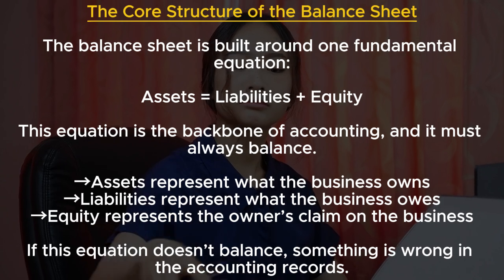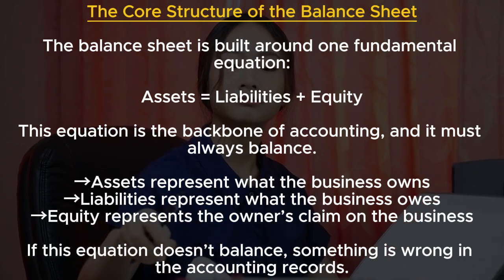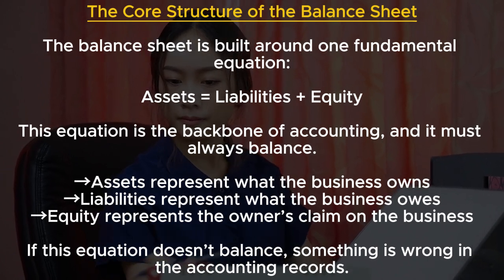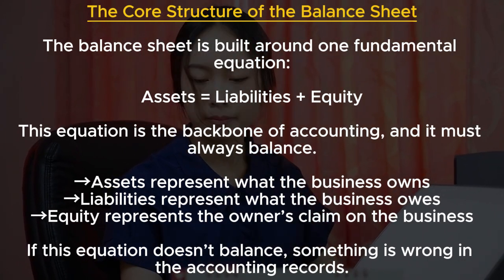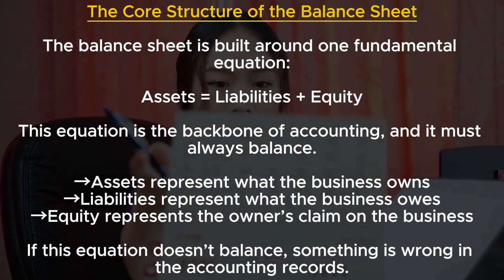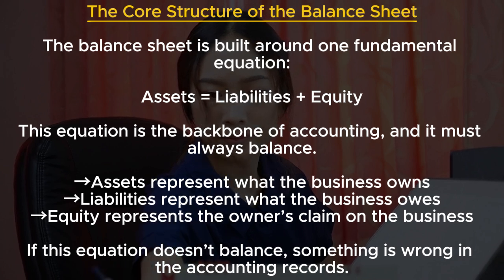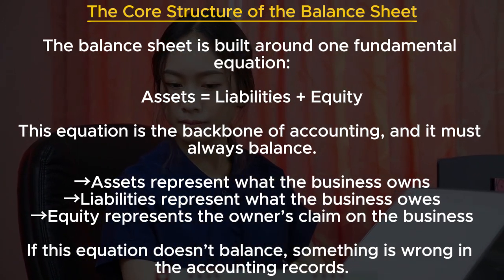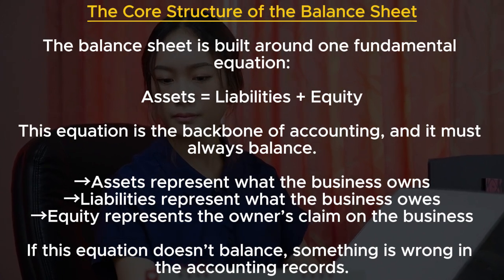The core structure of the balance sheet. The balance sheet is built around one fundamental equation: assets equals liabilities plus equity. This equation is the backbone of accounting, and it must always balance. Assets represent what the business owns. Liabilities represent what the business owes. Equity represents the owner's claim on the business. If this equation doesn't balance, something is wrong in the accounting records.